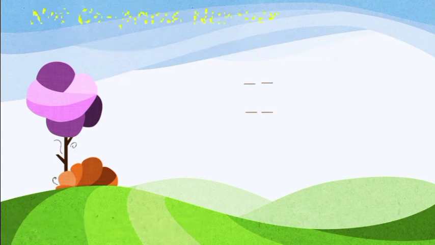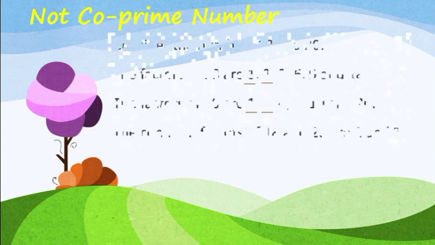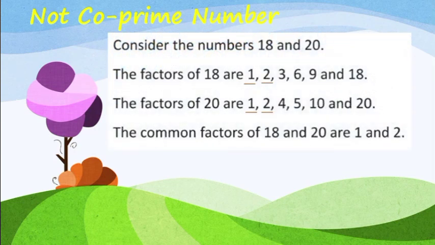Now let us look at another one. Which numbers will not be co-prime? Again we will take one example. I have taken 18 and 20. Let us find the factors of 18, starting with 1. 18 comes in the table of 1, in the table of 2, in the table of 3, in the table of 6, in the table of 9, but in the tables of 10, 11, 12, 13, 14, 15, 16, 17 it doesn't come, but lastly it comes in the table of 18.